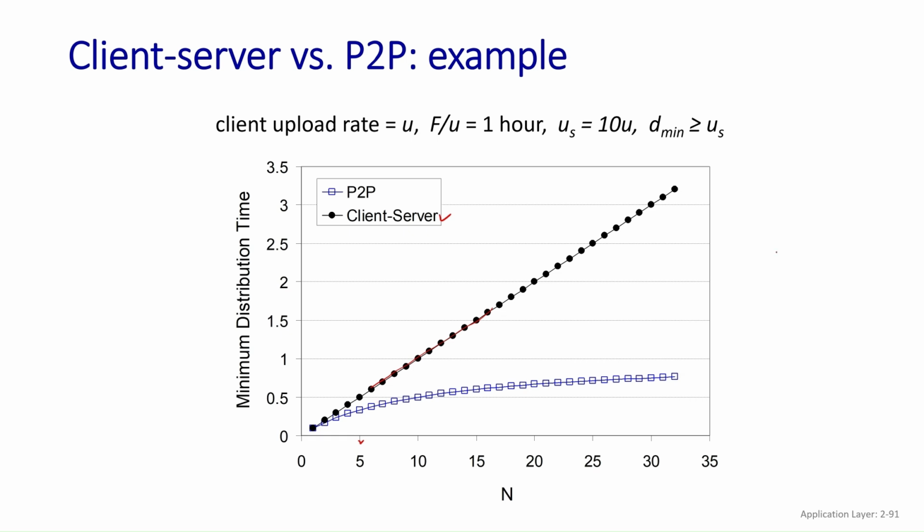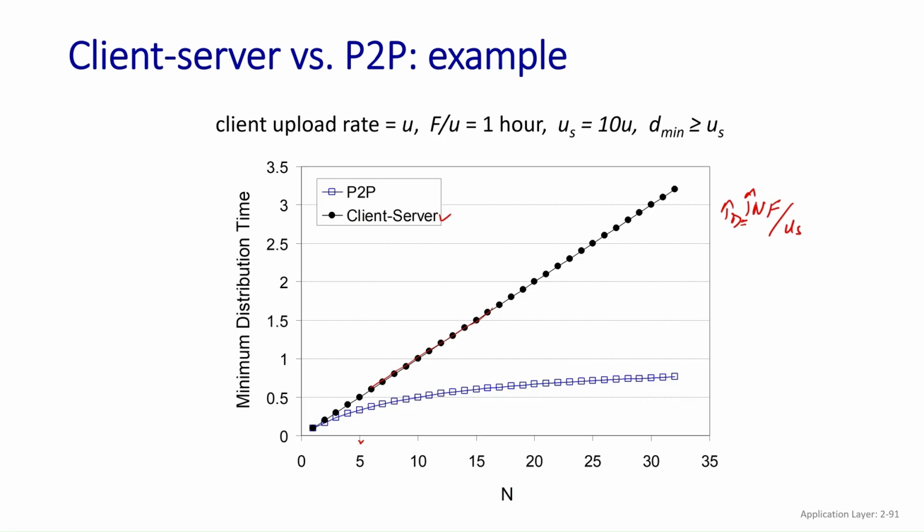We know this because the file distribution time to send n copies of the file is n times f divided by u sub s. If n is increasing, so is the file distribution time, so it also increases linearly. If we have more files to send, obviously it will take more time.